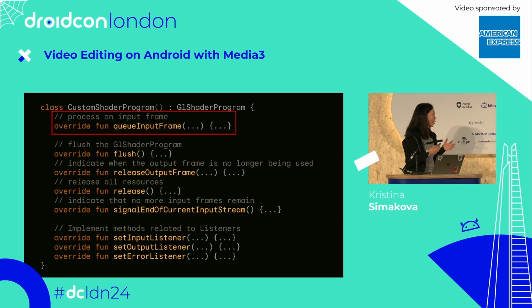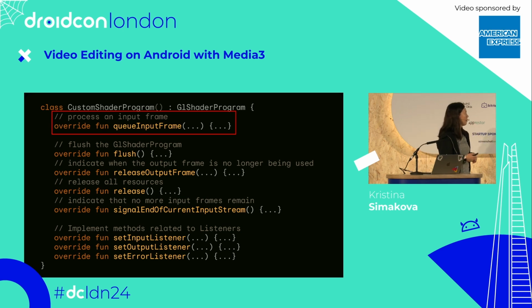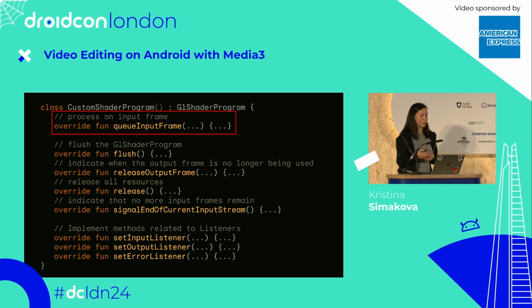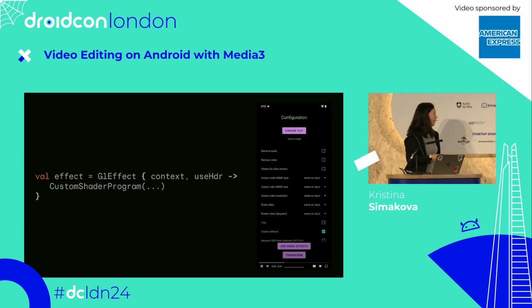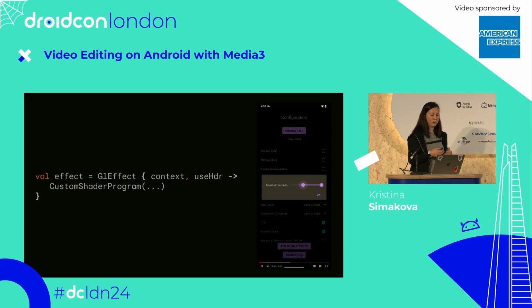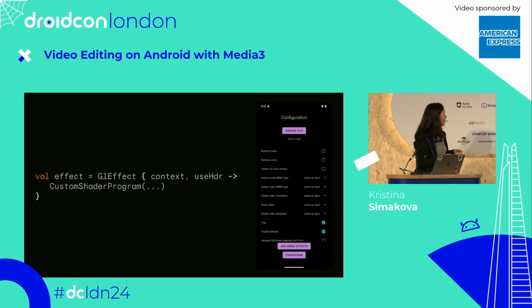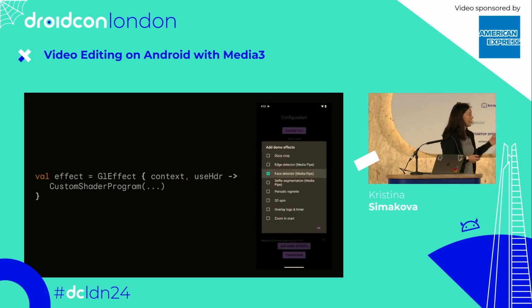For even more advanced effects, you might want to customize the GL shader program. The key method to note here is QInputFrame. The main difference is that when you're overriding the GL shader program, you can combine multiple frames, so you can have multiple input frames as the input. And then we define our video effect as a GL effect, passing our custom shader program.